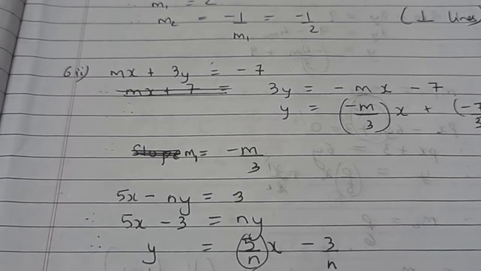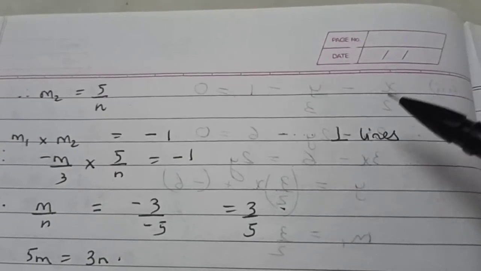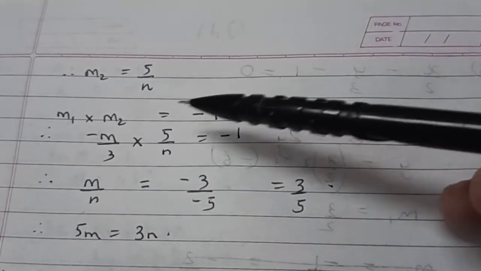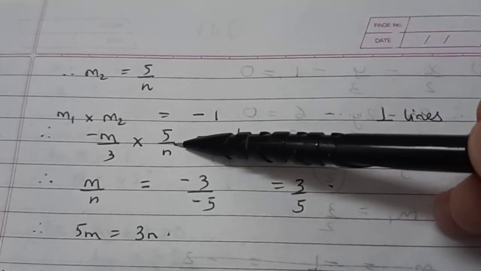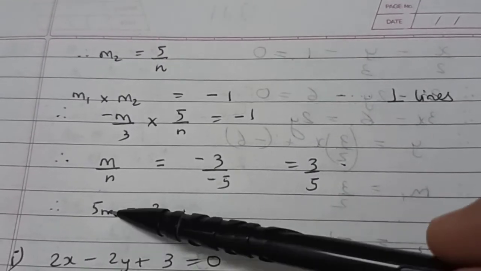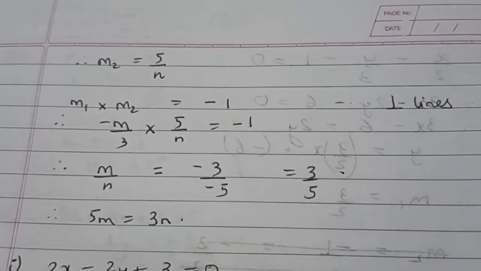That's the second slope. Since the lines are perpendicular, we know that the product of the two slopes will be equal to minus 1. Substitute the values, cross multiply, and we get the relationship like this. 5m is equal to 3n.